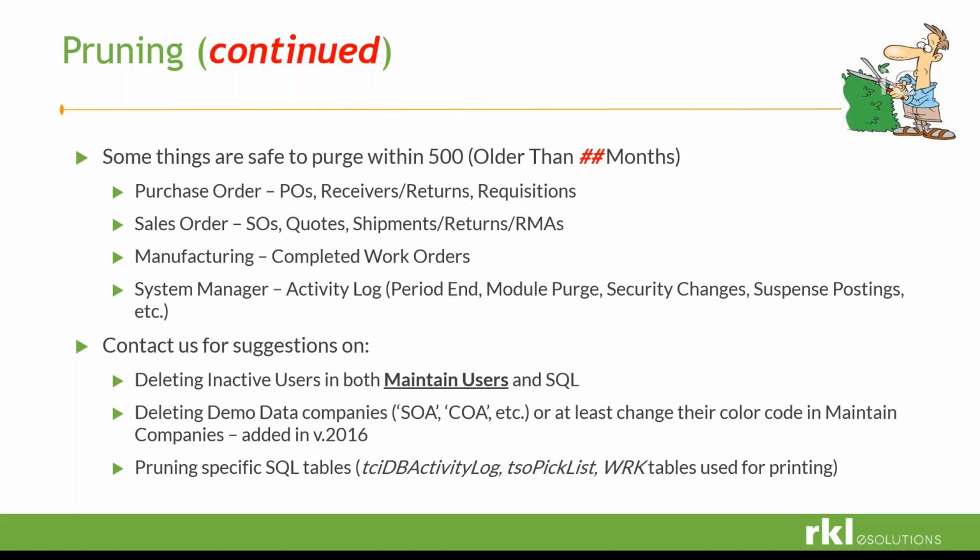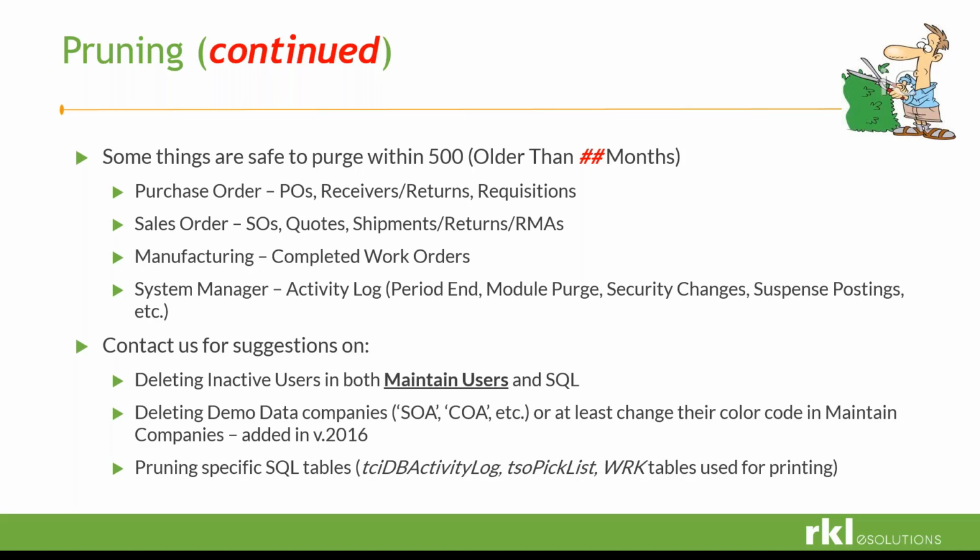And in the system manager module, which people probably don't spend a whole lot of time in, there is an activity log that can grow fairly large. That activity log keeps a record of when period end processing has been done for each module within each company. If you've run a purge, that will also be tracked in the System Manager activity log. Changes that you may make to your security groups or to your users, and then GL postings to the suspense accounts that are defined in setup options. All of those things are tracked in the activity log along with some other data. So you may want to consider purging that information at some point as well.